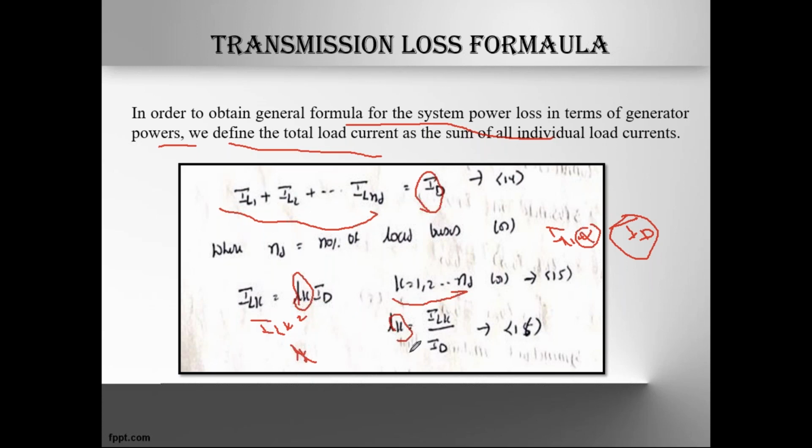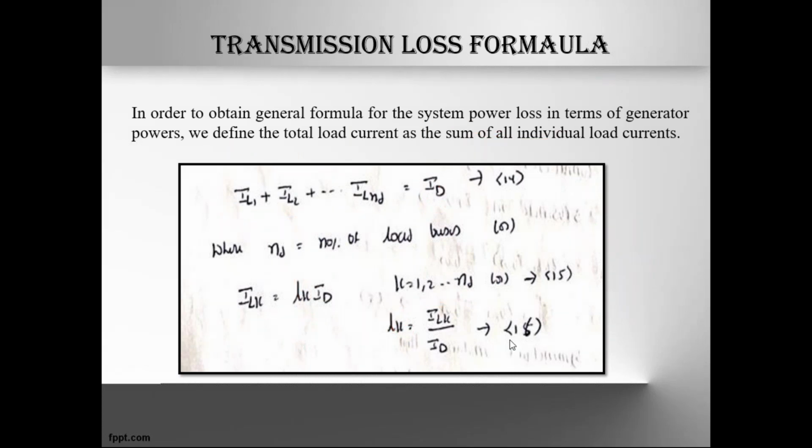From this equation, we can get that L_K is equal to I_LK divided by I_D. So this is equation number 16. So the total number of load currents is equal to the total demand required for the load current, and here N_D is the total number of load buses.